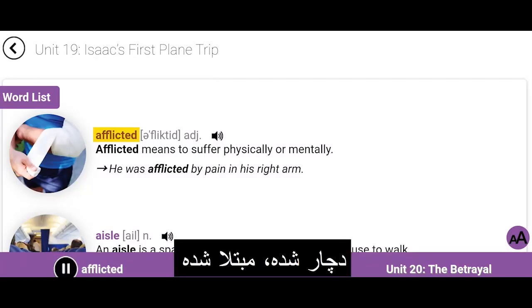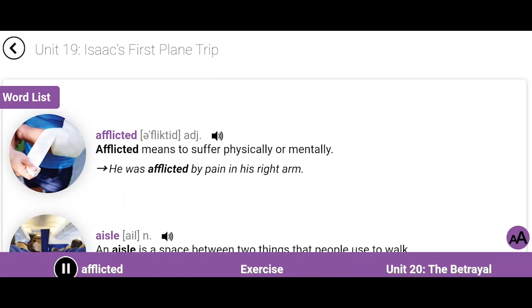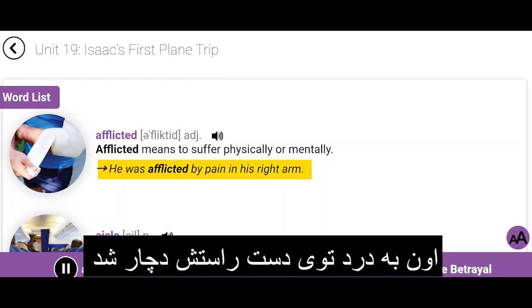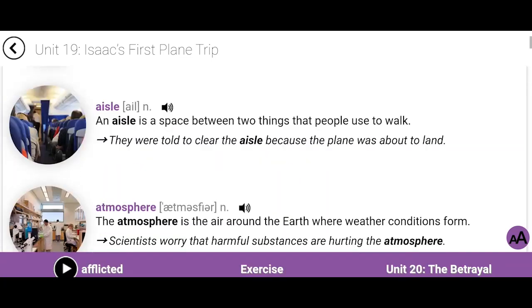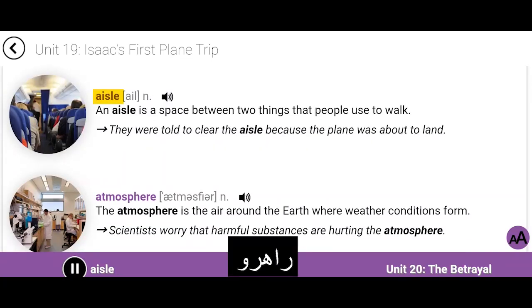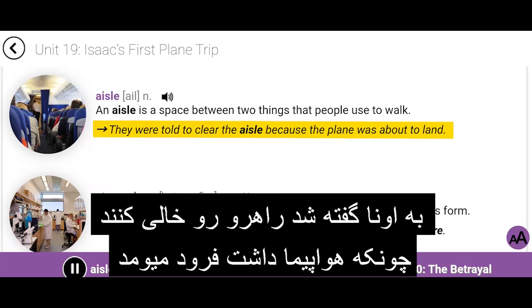Afflicted. Afflicted means to suffer physically or mentally. He was afflicted by pain in his right arm. Aisle. An aisle is a space between two things that people use to walk. They were told to clear the aisle because the plane was about to land.